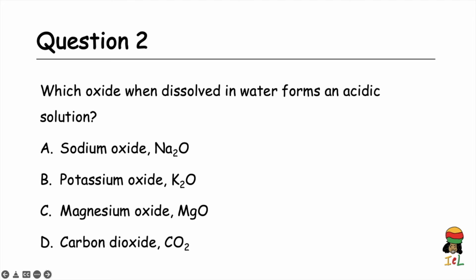Question 2. Which oxide, when dissolved in water, forms an acidic solution? A. Sodium oxide. B. Potassium oxide. C. Magnesium oxide. D. Carbon dioxide. The answer is D. Carbon dioxide will form an acidic solution when dissolved in water.